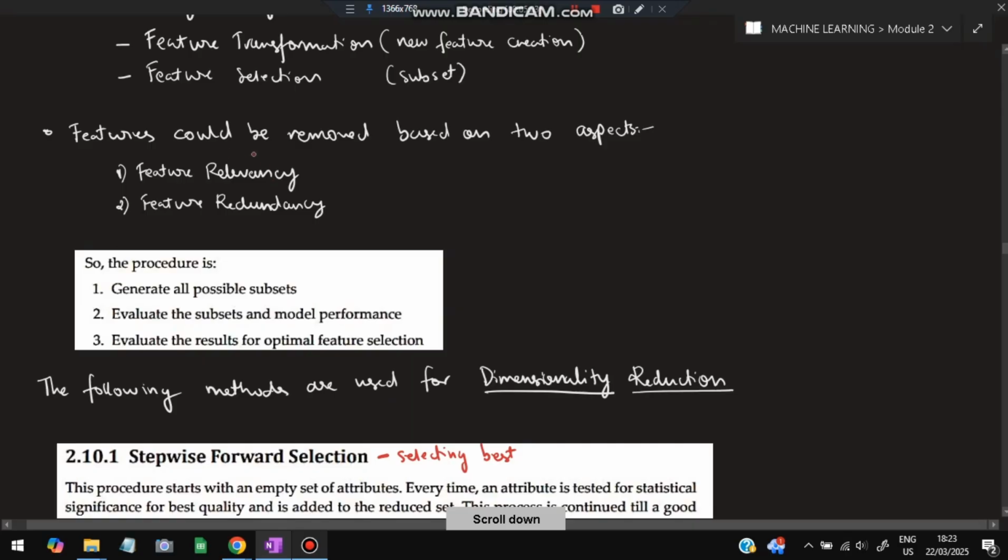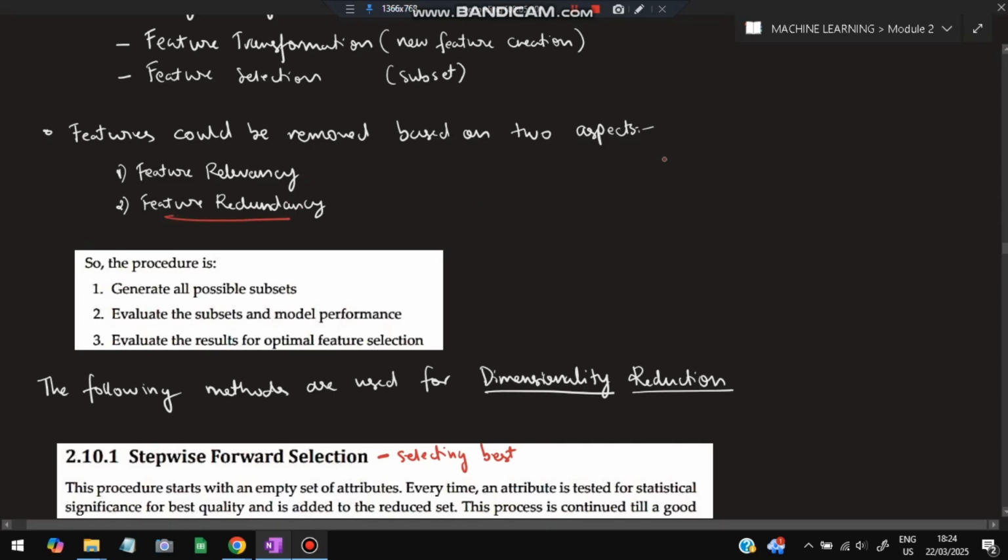Okay. And now features could be removed based on two aspects. We have to select the best features and remove the worst features. Listen again, in feature engineering we'll select the best features and we'll be removing the worst features. We don't want worst features. To remove the worst features, there are two methods. Feature relevancy: whichever feature is relevant, keep it. Irrelevant, remove it. Elephant can walk on the ground. That is an irrelevant feature because all animals can walk on the ground, so I'll be removing that.